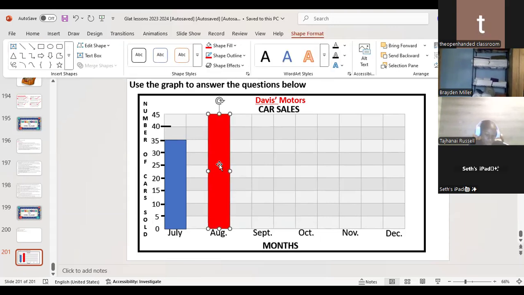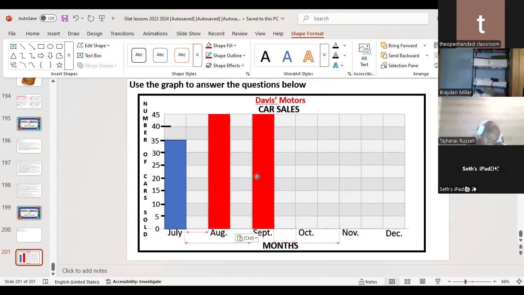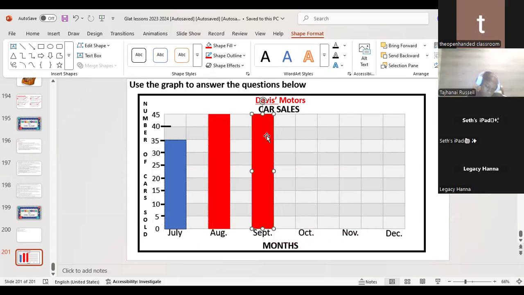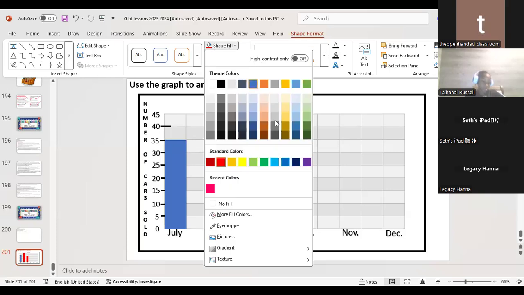Okay, that's August. Then we have September. Any September babies in here? That's me, my favorite month, other than December. September is 30. All right. Good. And then Phil, let's do a purple.